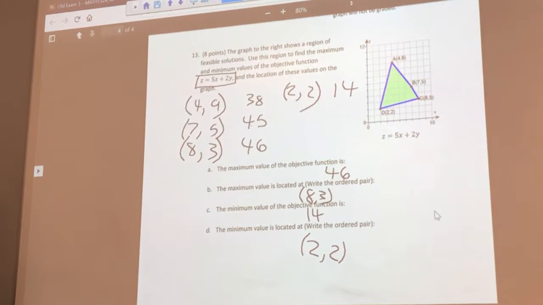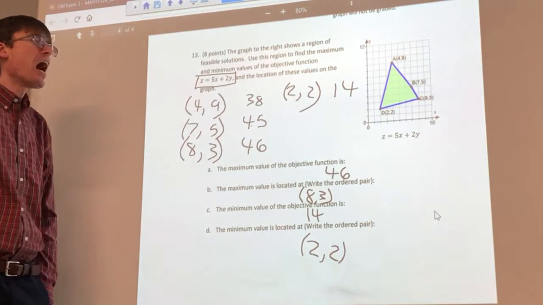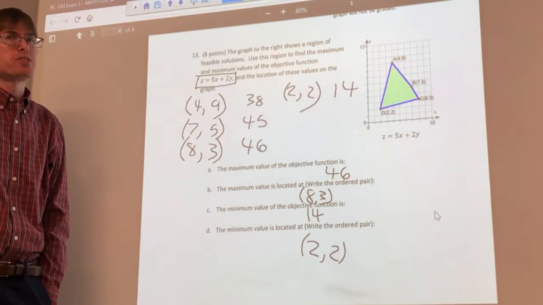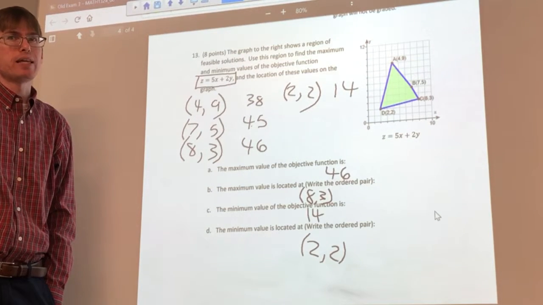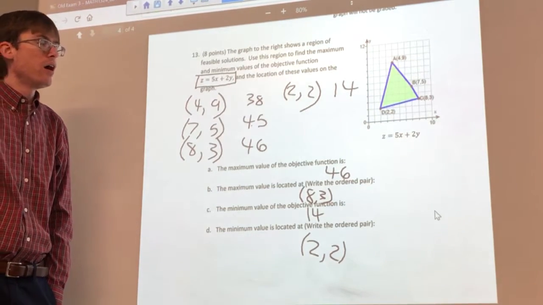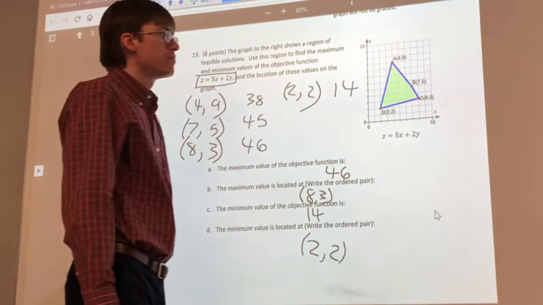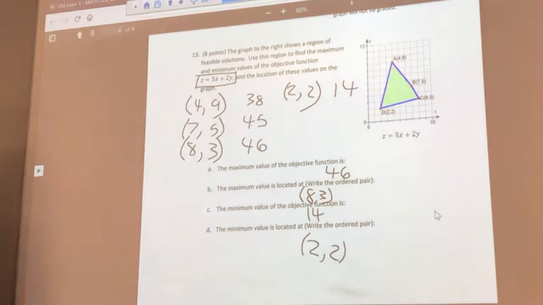Questions about that? So the minimum is always going to be the lowest point on the graph, right? But the max will not always be. I'd be reluctant to jump to any conclusions like that. I would just plug them in and see what you get.